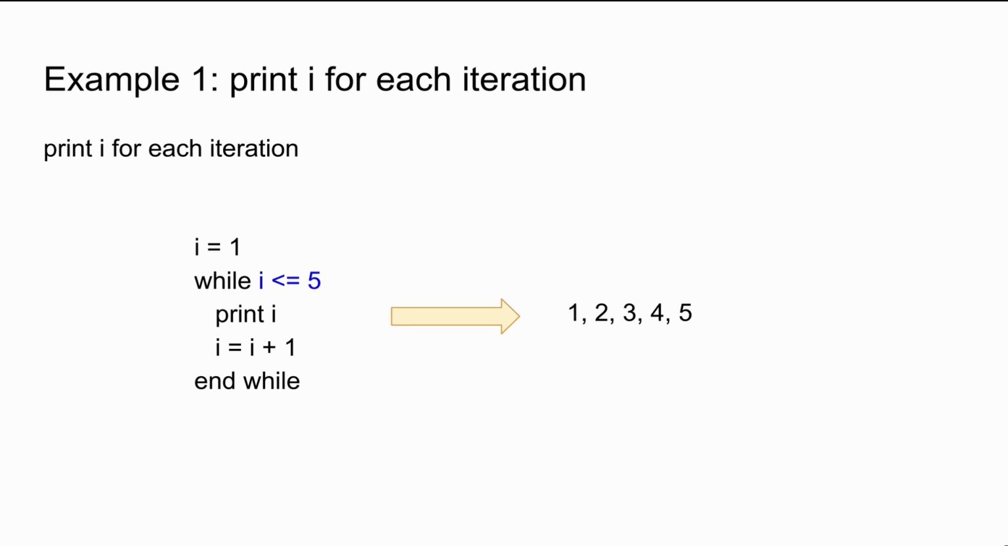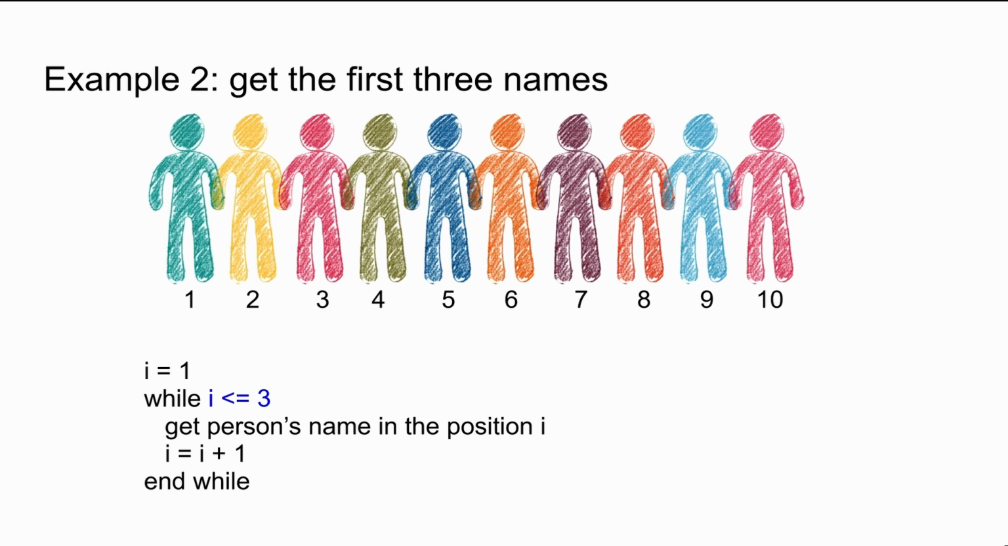This is because i is incrementing by 1 in each iteration of the loop, which means its value in the first iteration would be 1, in the second iteration it would be 2, and it would increase until 5. This is another example from the loop video, so you can compare how to do it with both loops. This time, we want to get the names of only the people who are in positions 1, 2, and 3.